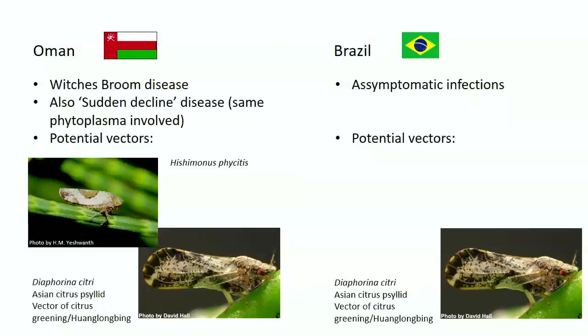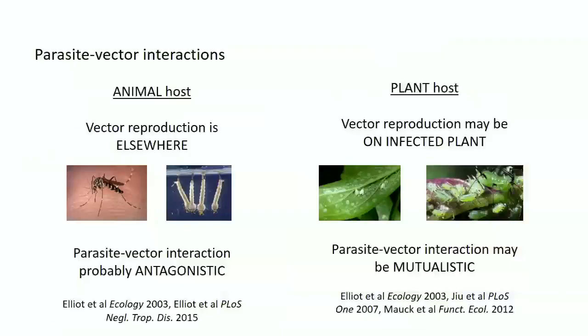So what we have is these two insects, one here, two here, and here we have these asymptomatic infections. And we wanted to compare these, just to introduce a bit of theory to this, so it's hopefully more useful. Where we have parasite vector interactions, where it's an animal host, the interaction between the vector and the animal is very brief. Reproduction is elsewhere. Here's an example of Aedes aegypti. Reproduction is definitely elsewhere. And usually the parasite vector interaction is antagonistic. So even though you might think that this and dengue virus, for example, is no real cost to the vector, there is.